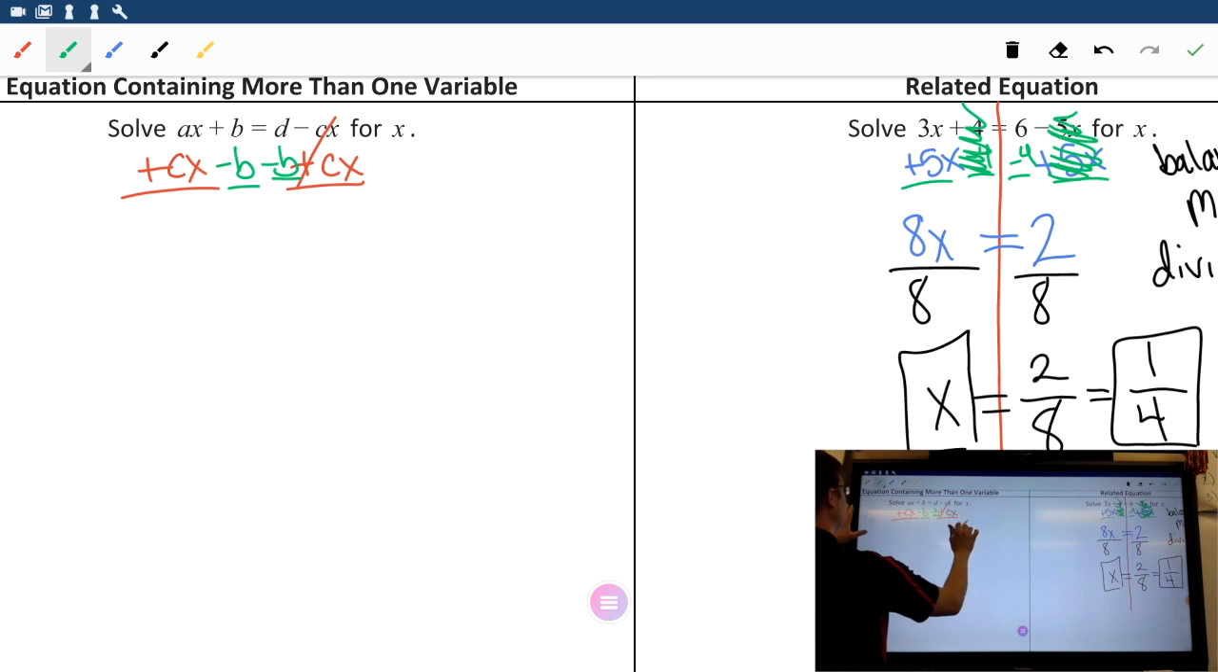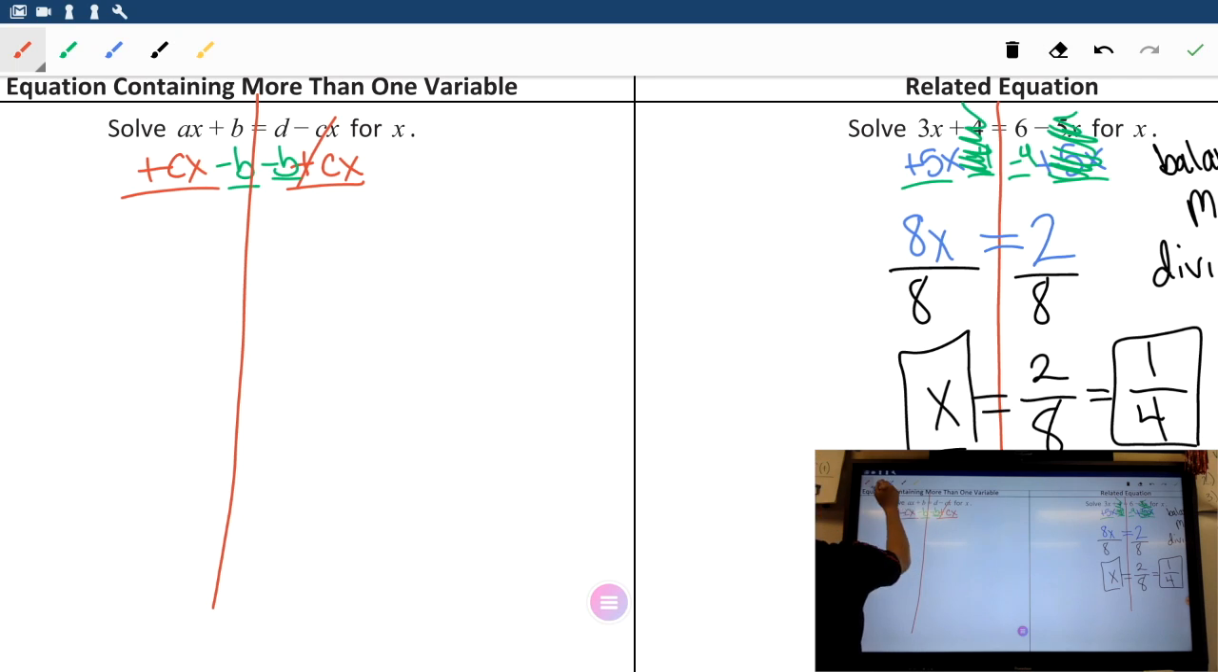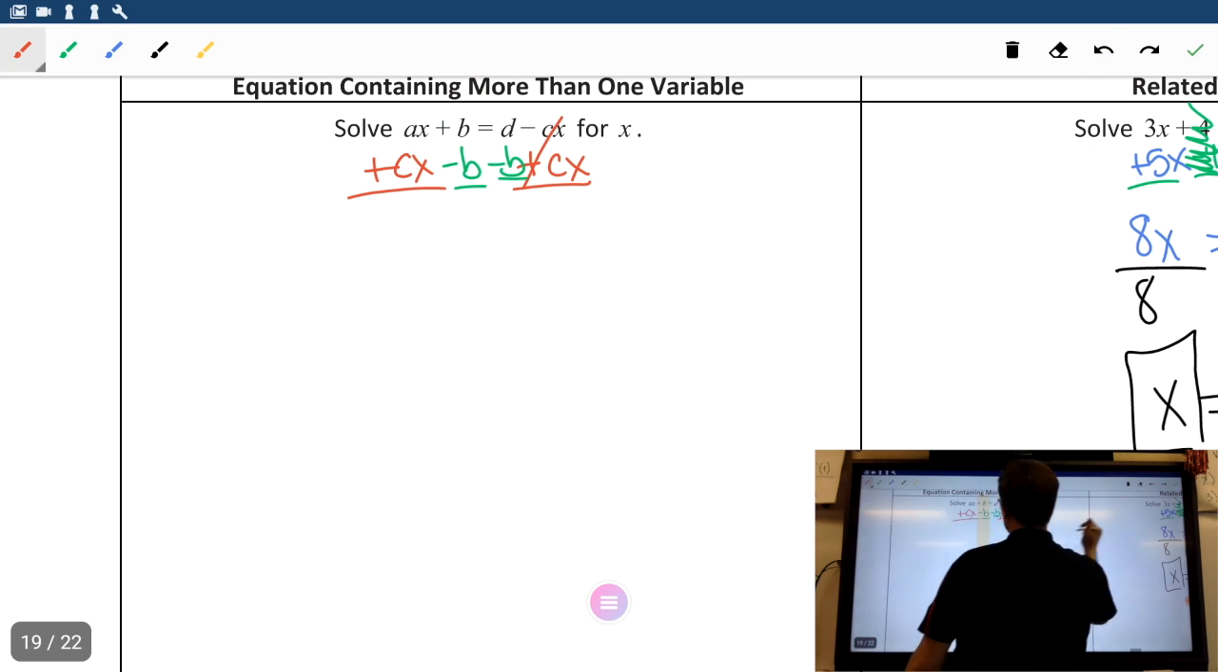Okay, rewrite. I also need my left side, right side. So that is terrible. Let's see if we can do better the second time around.